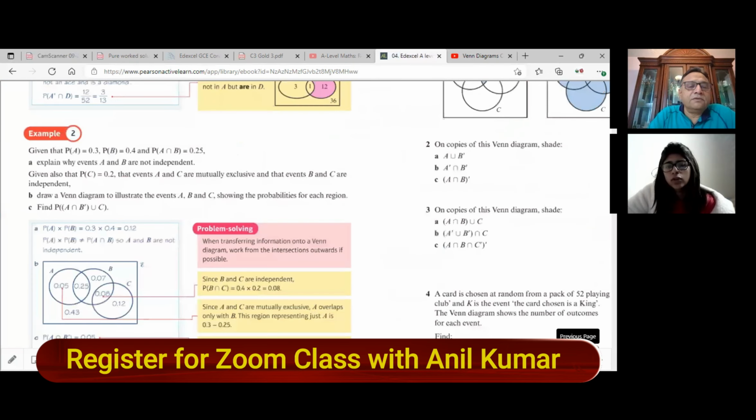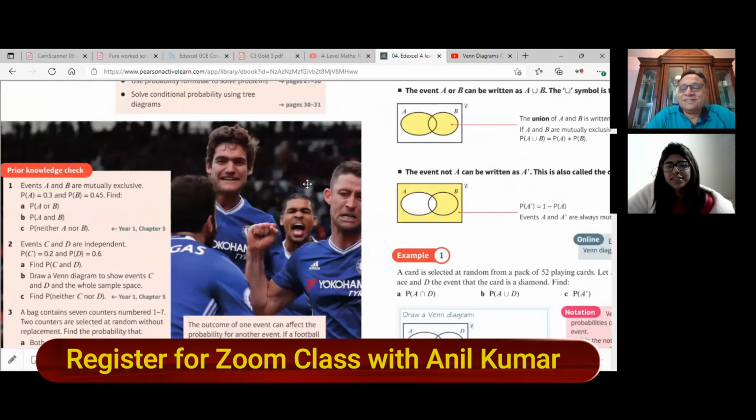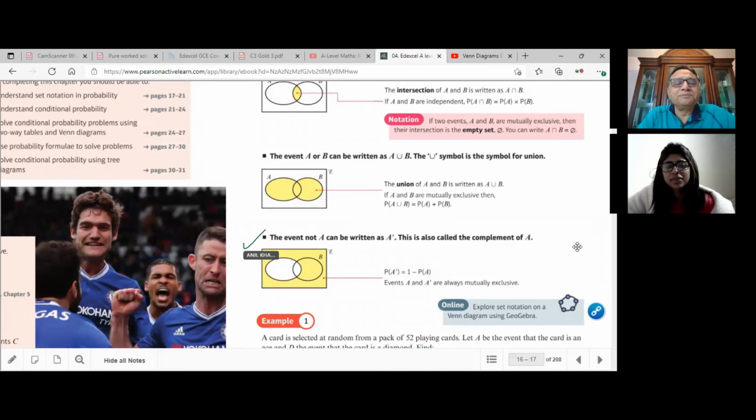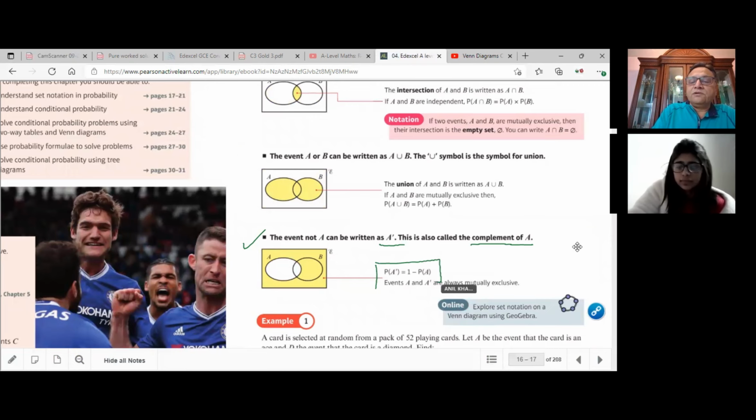Another very important thing is the complement. Can you please read this? The event not A can be written as A complement, or A prime. It's also called the complement of A. Basically, probability is 1 for everything happening, so the complement is 1 minus the probability of something happening. That will give you something not happening. That's another very important relation which we need to consider. So let's move on from here.